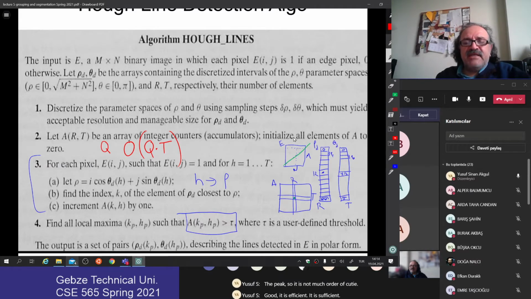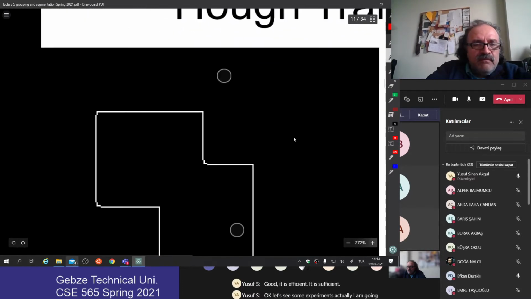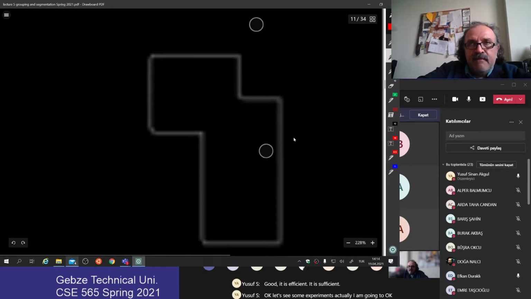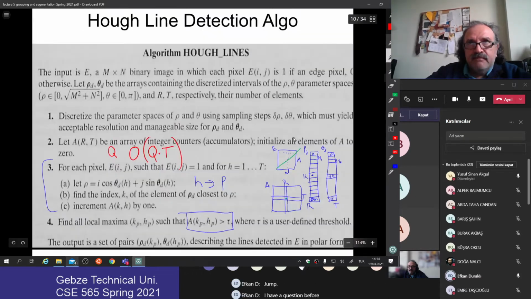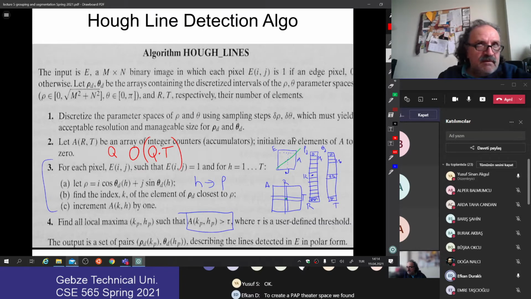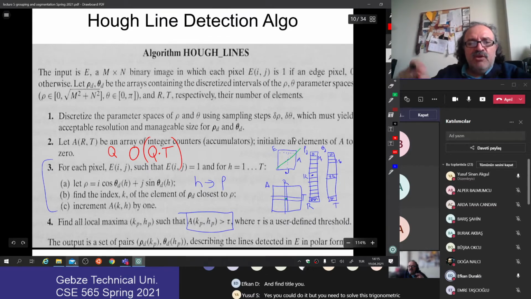Okay, let's see some experiments actually. I am going to take this one. Hocam, I have a question. Before creating the rho-theta space, we found the rho value for each theta value, right? Yes. But can we do the opposite, I mean, for each rho value, find the theta value? Yes, you could do it, but you need to solve this trigonometric function.